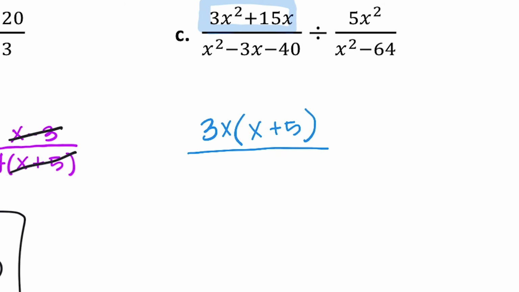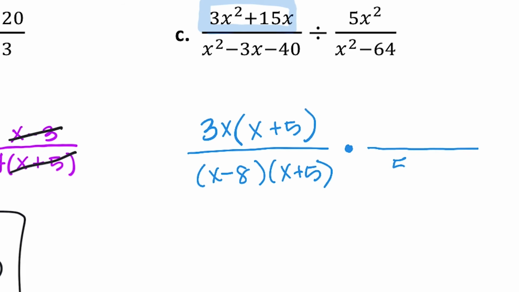On the bottom, x squared minus 3x minus 40 goes to x minus 8, x plus 5. And then we're going to change the second one to multiplication by flipping it. So now the 5x squared is on the bottom. It's just a single term, so there's no factoring there. And then x squared minus 64 is a difference of squares. We've seen that a couple times now. That's x minus 8, x plus 8.